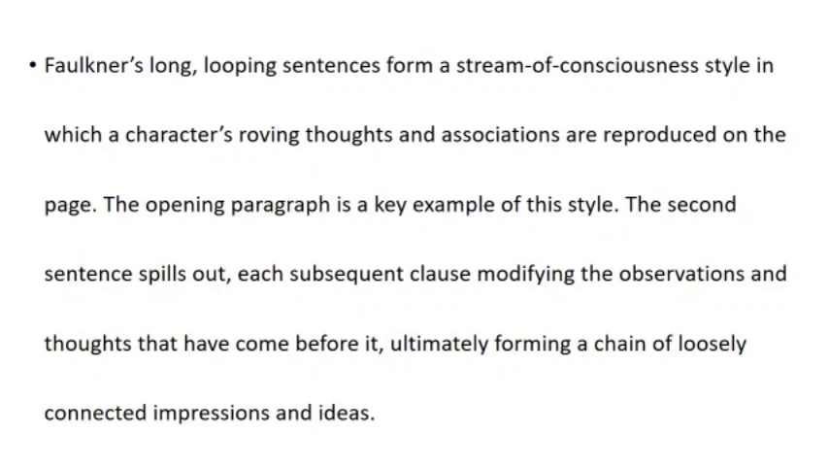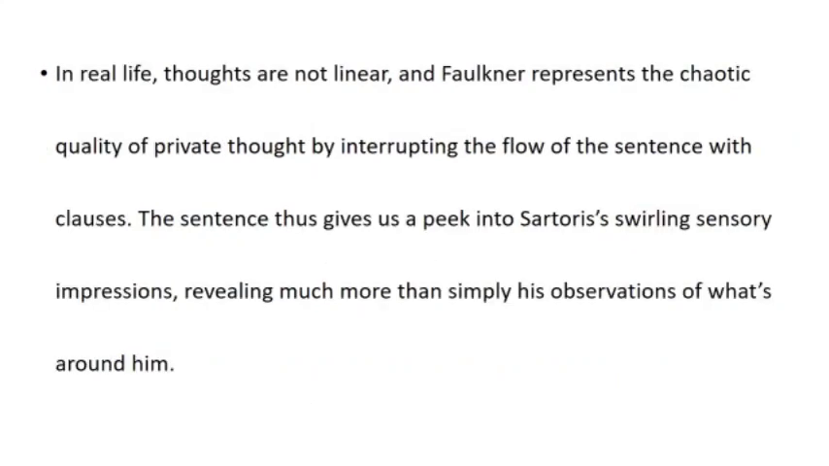Faulkner's long looping sentences form a stream of consciousness style in which a character's roving thoughts and associations are reproduced on the page. The opening paragraph is a key example of this style. The second sentence spills out, each subsequent clause modifying the observations and thoughts that have come before it, ultimately forming a chain of loosely connected impressions and ideas. In real life, thoughts are not linear, and Faulkner represents the chaotic quality of private thought by interrupting the flow of the sentence with clauses.